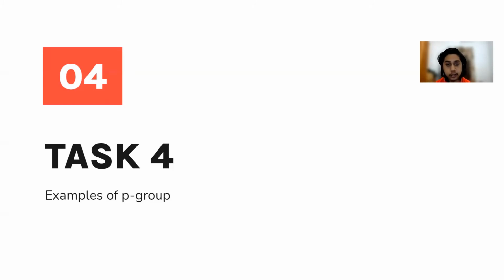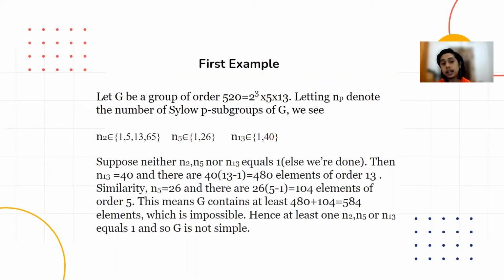Okay, so the first example is: let G be a group of order 520, equal to 2 to the power of 3 times 5 times 13. Letting n_p denote the number of Sylow p-subgroups of G, we see n_2 can be 1, 5, 13 and 65. And n_5 can be 1 and 26. And n_13 can be 1 and 40.